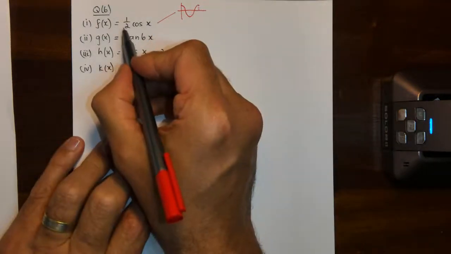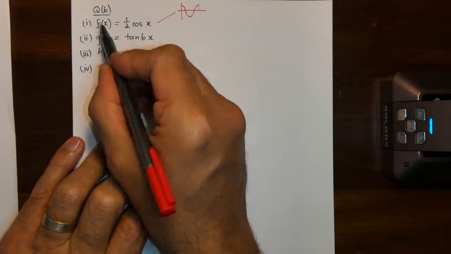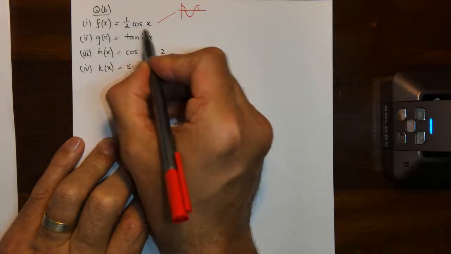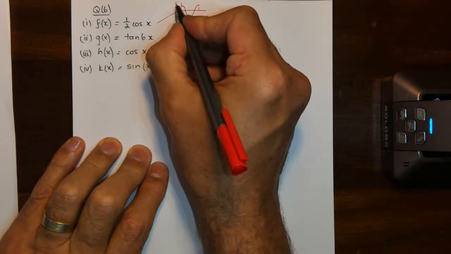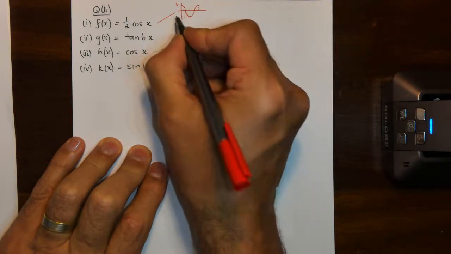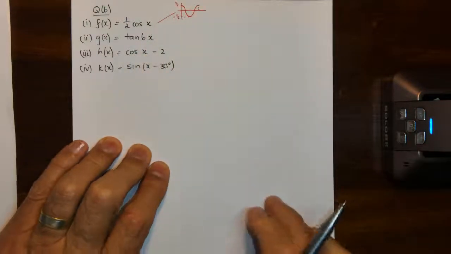Now what does this half represent? This half changes the y values, not the x values. So instead of going from 1 to minus 1, it has an amplitude of a half and minus a half.